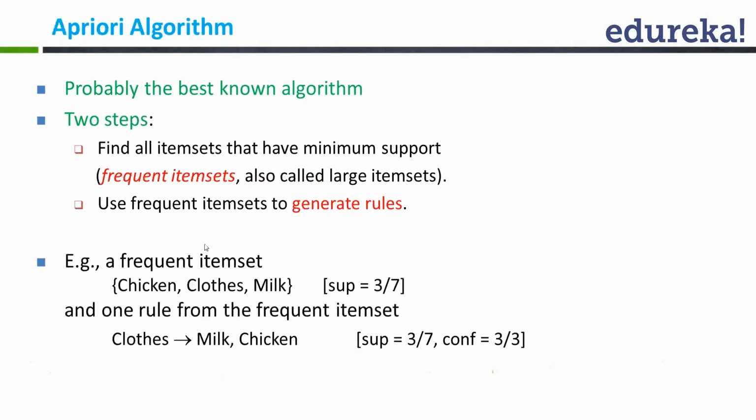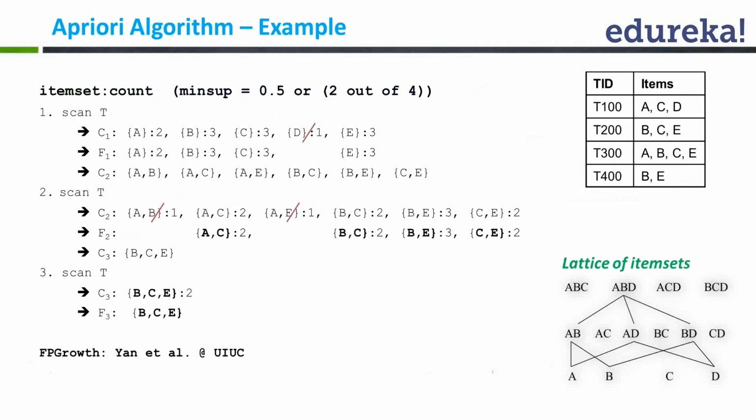Once we find all those frequent item sets, you generate rules from those frequent item sets. So let's look at an example. Let's say I have 4 transactions in my data. These are my transaction IDs: T100, T200, 300, and 400. And the specific items in these transactions are A, C, and D. They can be chicken, milk, and eggs, or whatever that is. Let's say those are A, C, D. And then the second transaction contains B, C, E, then A, B, C, E, then B, E, and so on.